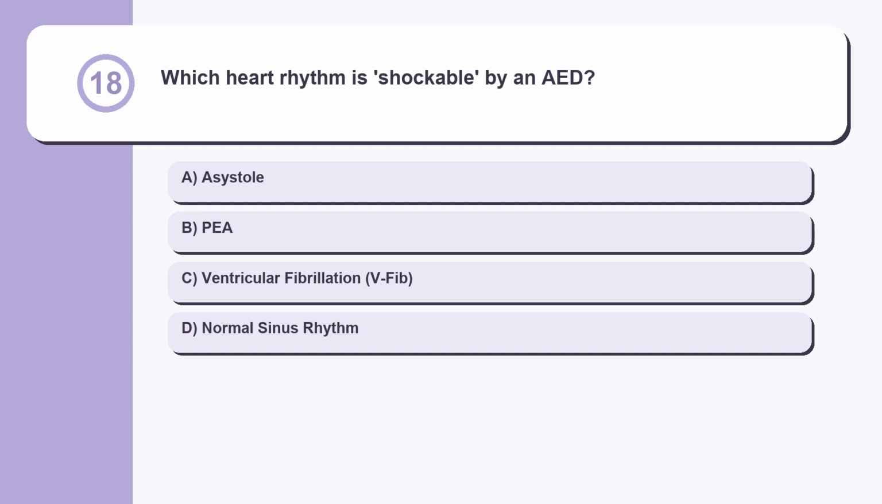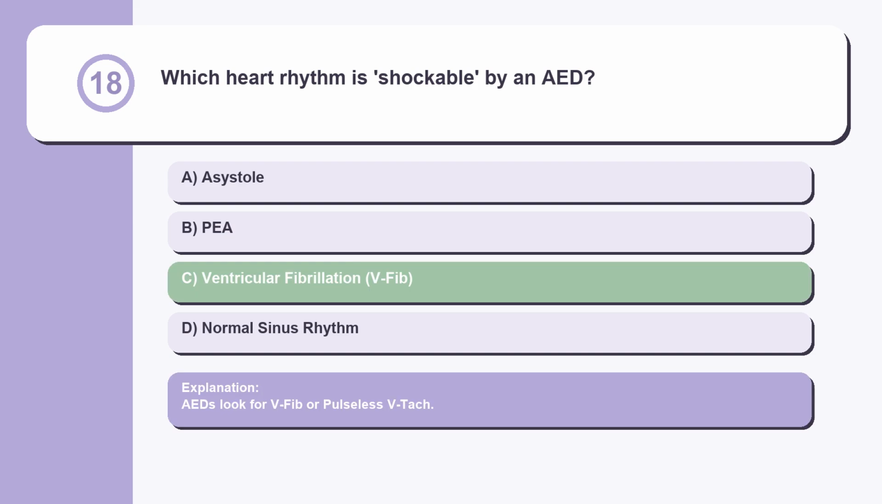Question 18. Which heart rhythm is shockable by an AED? Asystole, ventricular fibrillation, VFib, normal sinus rhythm. AEDs look for VFib or pulseless VTach.